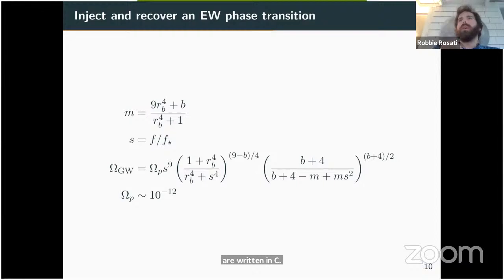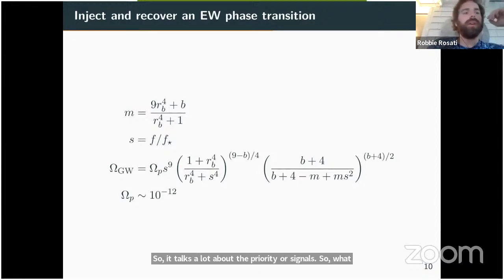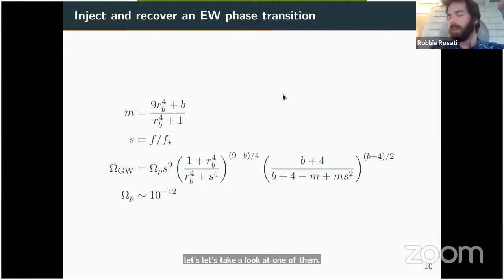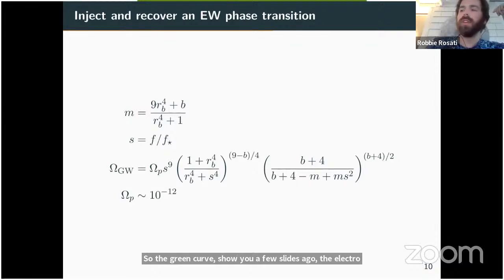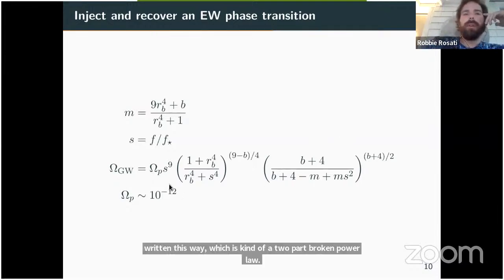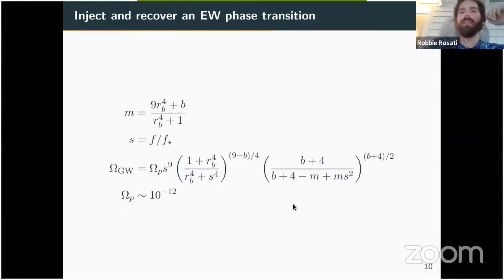So I talked a lot about primordial signals. So let's take a look at one of them. The green curve I showed you a few slides ago, the electroweak phase transition, or one model of it, can be written this way, which is kind of a two-part broken power law, expected to be fairly low amplitude compared to the previous signal.